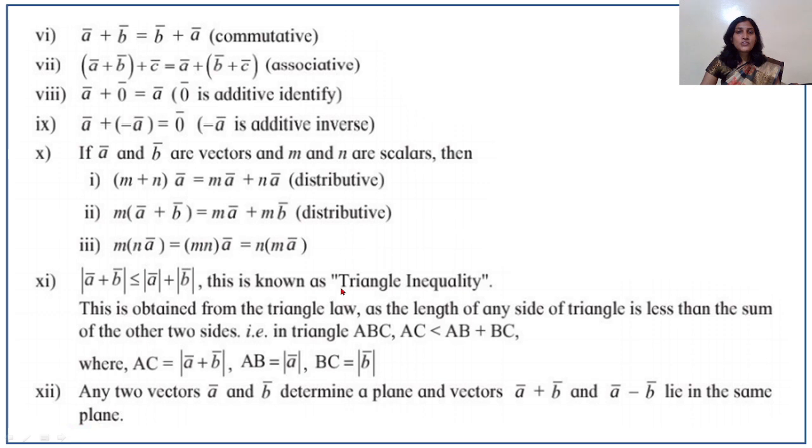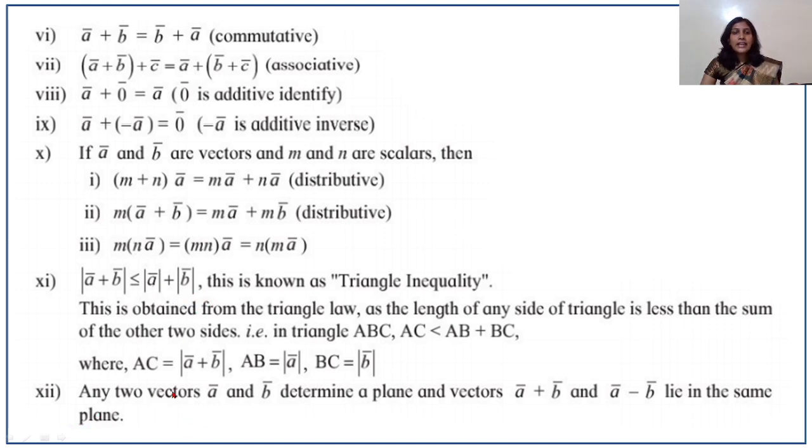Now, this is triangle inequality. What is triangle inequality? The magnitude of A bar plus B bar is less than or equal to the magnitude of A bar plus the magnitude of B bar. That means if there is a triangle, its vector along one side is A bar, vector along another side is B bar, then what is the third side? It is A bar plus B bar. Its magnitude is always less than or equal to the addition of the magnitudes of the other two sides.